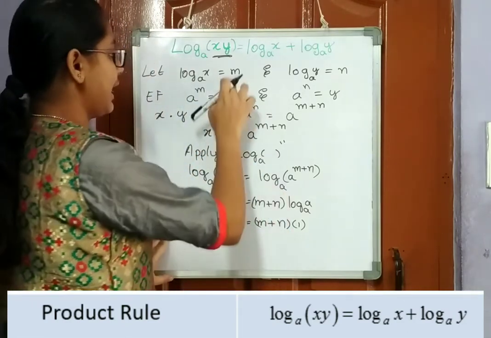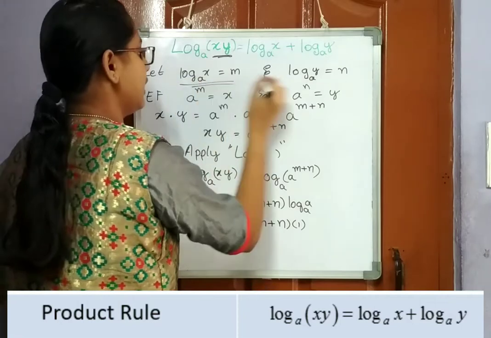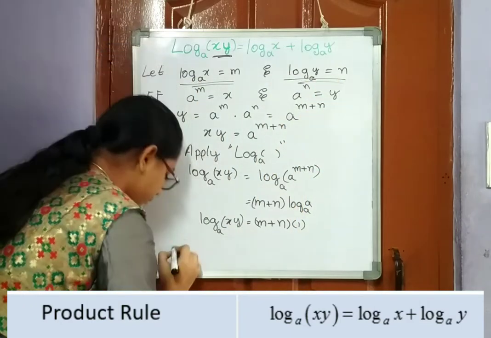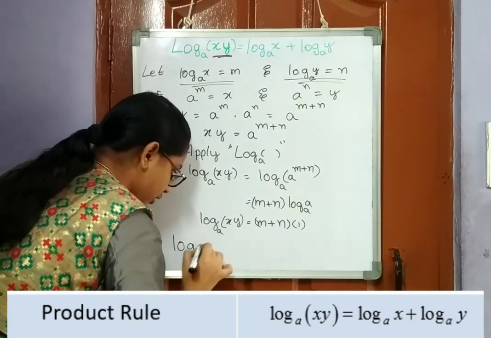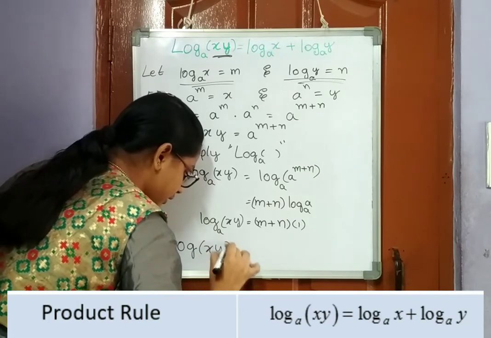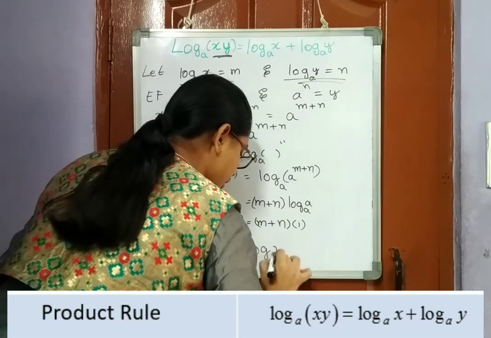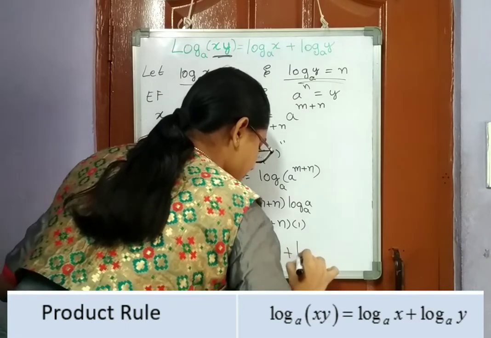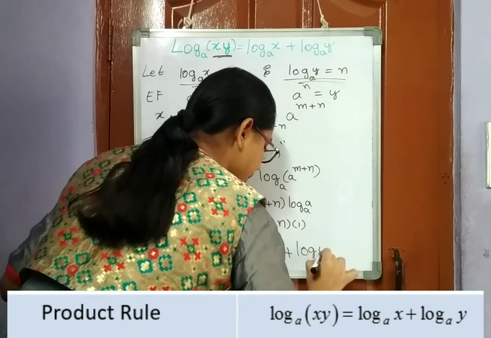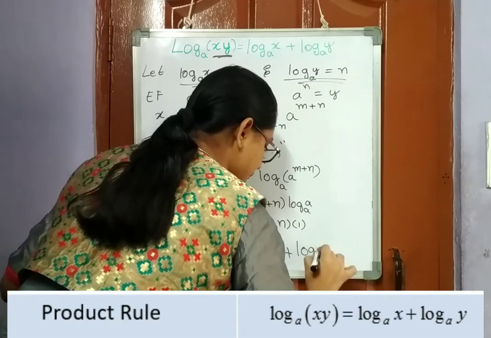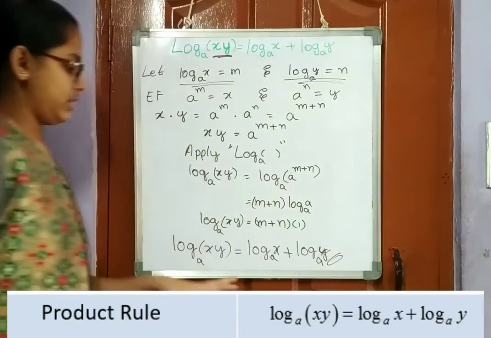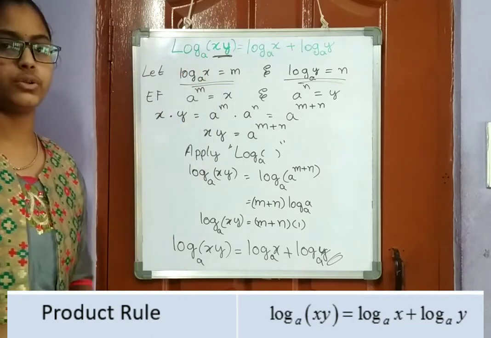As we have m and n values here, let's substitute that. We will get log of xy to the base a equals log x to the base a plus log y to the base a. This is the proof of the product rule.